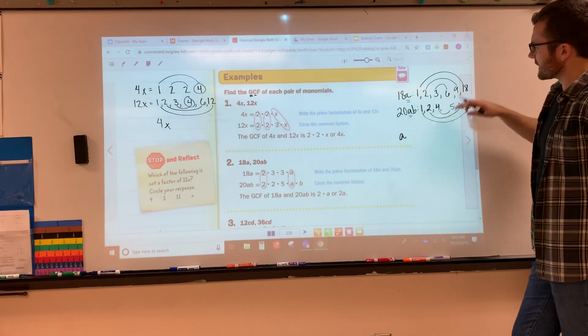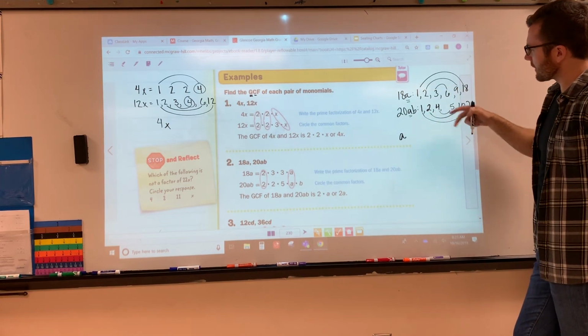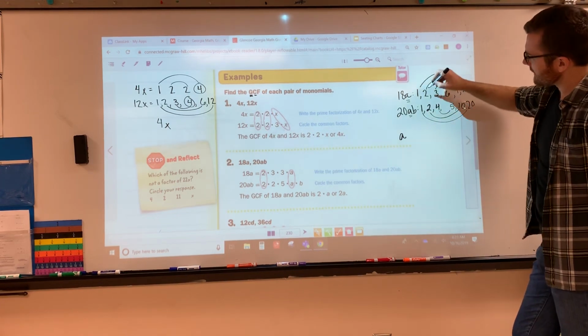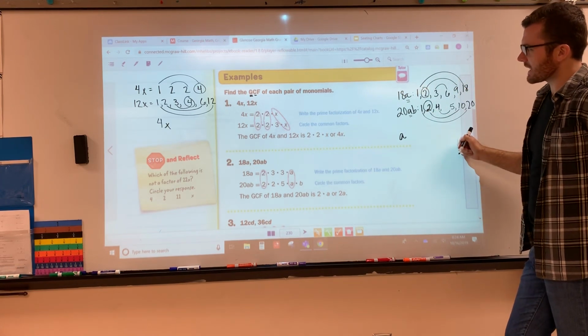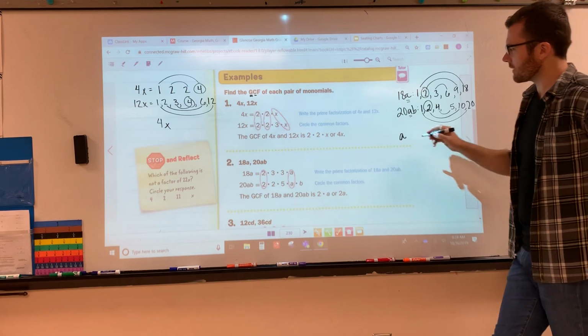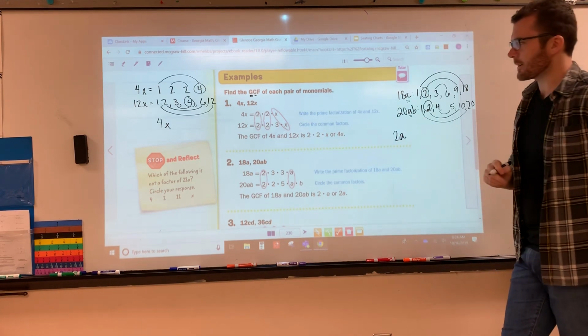So when I look at this list, they both have 1 in common, they both have 2 in common, and that's it. So my greatest common factor between 18a and 20ab would be 2a.